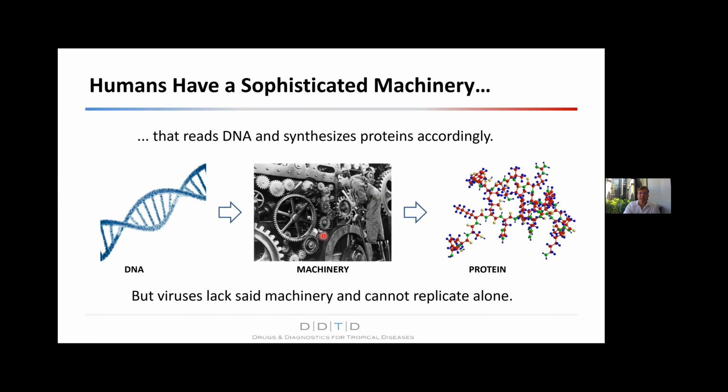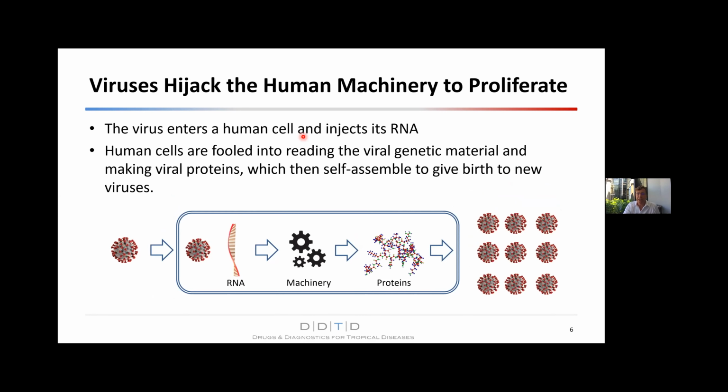So humans have a sophisticated machinery that I have depicted here with a scene from Charlie Chaplin's Modern Times. And this machinery reads the code embedded in the DNA and synthesizes proteins accordingly. Now, human cells can do that, but viruses do not have this machinery, and they cannot replicate alone. So the virus must hijack the human machinery in order to proliferate.